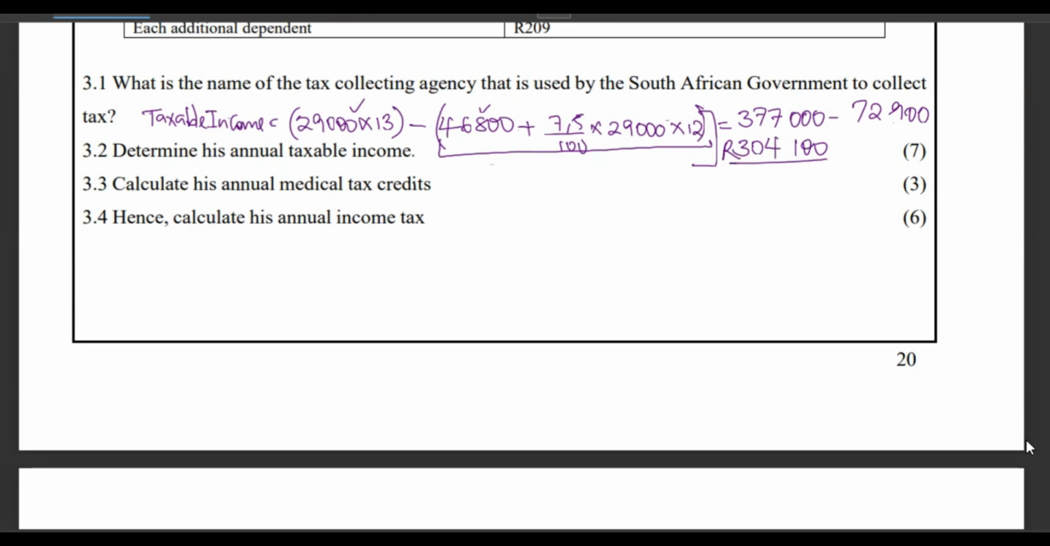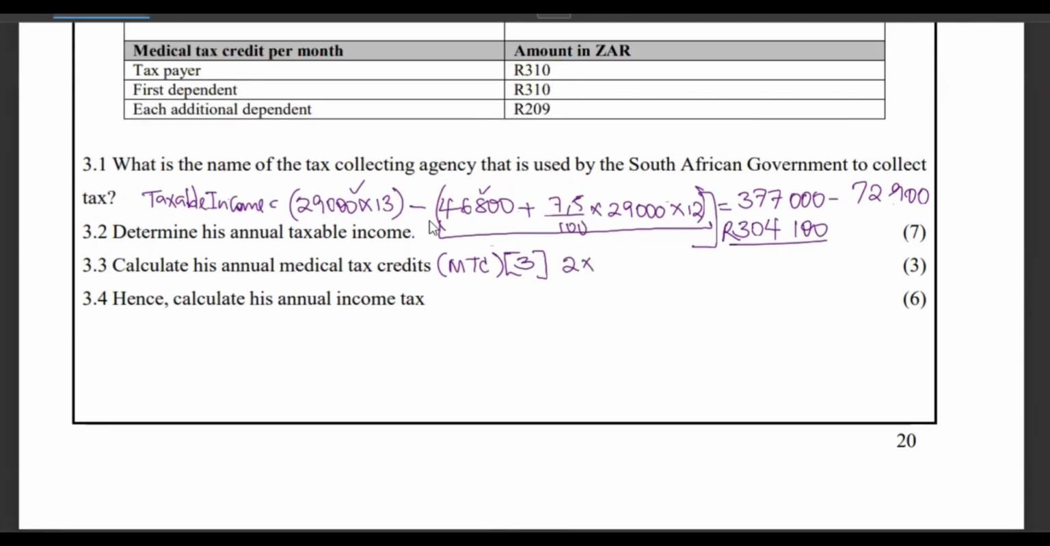Then they're asking you to calculate the medical tax credits. This is what I was looking at, the MTC. Now, when you look at medical tax credits, they will be determined by the number of dependents. Remember, it's himself and 2 children, so they are 3. So since they are 3, 2 people will share the first number, and 1 will share the other one. So these are the first 2, himself and the first dependent. That's why I'm multiplying by 2. Then plus 209 for the third person.